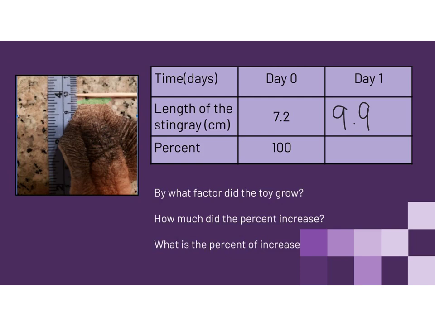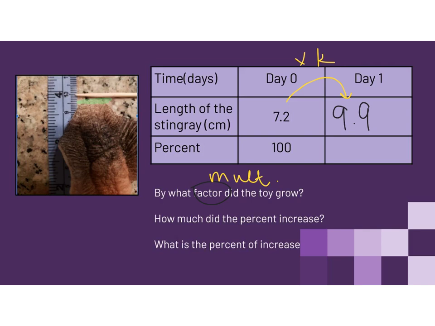Okay, so by what factor did the toy grow? Factor implies multiplication, right? We talked about this way long ago. We talked about unit rate, proportionality, direct variation, and ratio tables. And last year in 6th grade, you did a lot of work with ratio tables. So when I ask what factor, I want to know, what do I multiply 7.2 by to get 9.9?